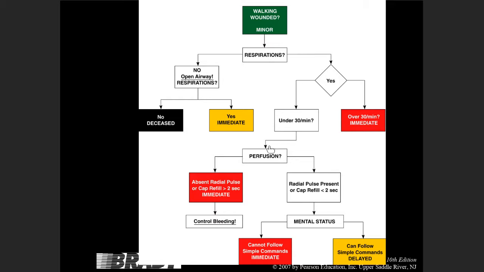If they're breathing under 30 a minute, check their perfusion. Best way to check their perfusion, do they have a radial pulse? Absent radial pulse, or in some instances capillary refill greater than 2 seconds, though that's not really a good assessment tool in an adult. Control the bleeding, and they are immediate transport. If they do have a radial pulse, check their mental status. Cannot follow simple commands, immediate transport. Can follow simple commands, then they are yellow tag and they are delayed transport.